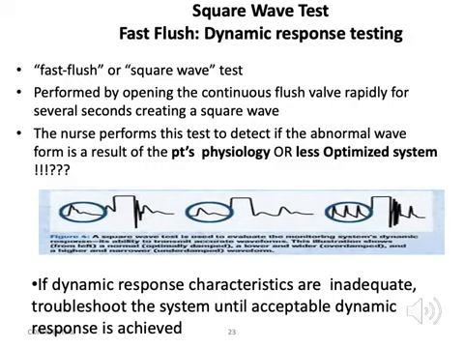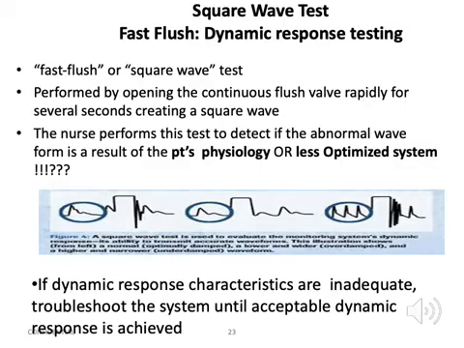fast flush test or square wave test. Square wave test or fast flush test, it helps identify whether the hemodynamic system is optimized or not. How we can perform it؟ طبعا it's very simple. We can just نعمل fast flush for 1 to 2 seconds بالflushing system. After that راح يطلع عنا what we call square wave.